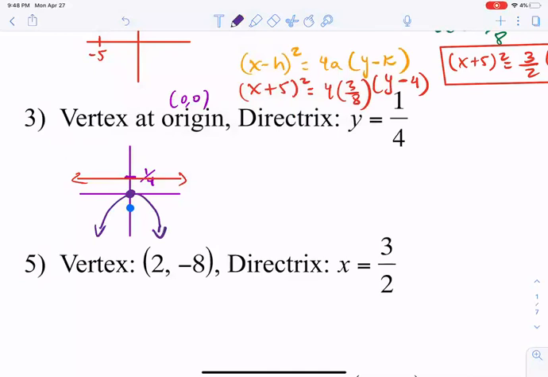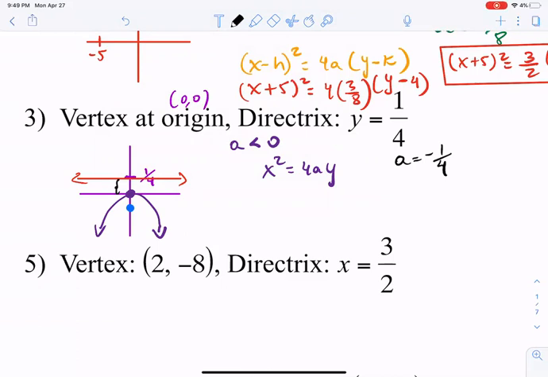Again, your focus is below your vertex. Therefore, that implies that the A value is going to be less than 0. It's going to be negative this time. And the special equation I need, because I'm at the origin, is x squared equals 4ay. So the only thing I need to do right now is find out what A is. But you already know what A is. So A is this distance from here to here, and that distance is 1/4. But that 1/4 has to be negative because you're going down, right?